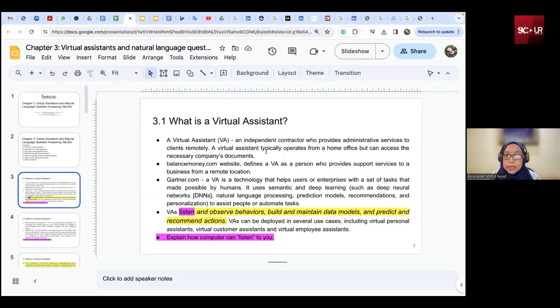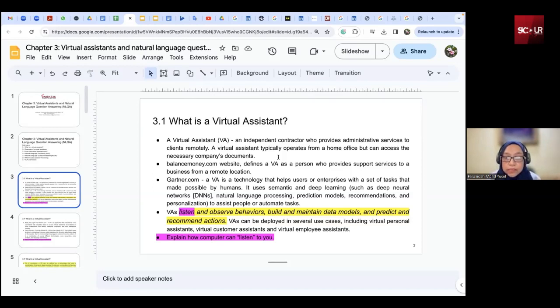So a virtual assistant is an independent contractor who provides administrative services to clients remotely. So physically the person or the software is not there, but it works virtually. A virtual assistant typically operates from a home office or can access the necessary company documents. So the virtual assistant is normally a human person, right? It can be two forms. Either it is a human or a computer technology. So in this class, we focus on the computerized virtual assistants. But the function of these two is quite common, more or less the same.